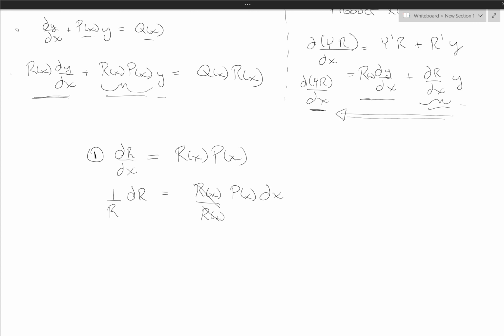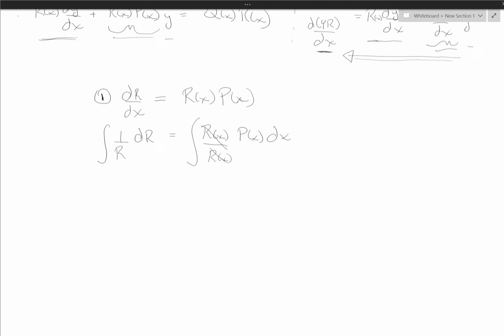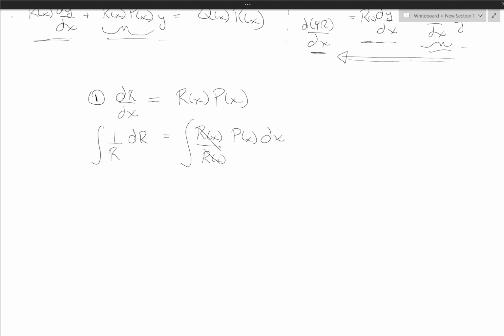And now we've separated the variables, right? r's are on one side, all the functions of x, p's on the other side. So now we can integrate both sides. Okay, I'll do that here. So what's the integral of 1 over r dr? Well, that's the ln of the magnitude of r plus some constant c1.